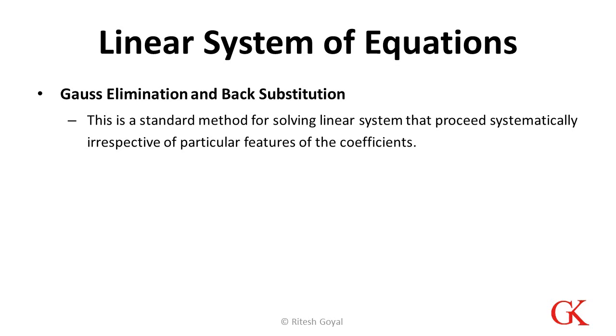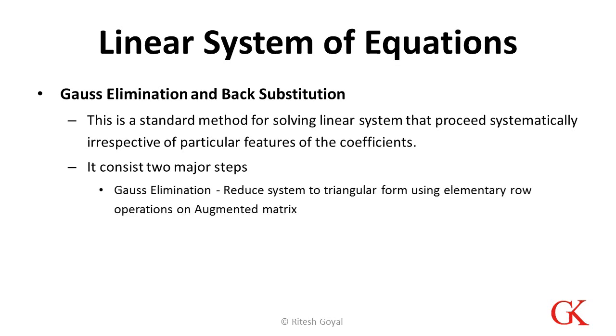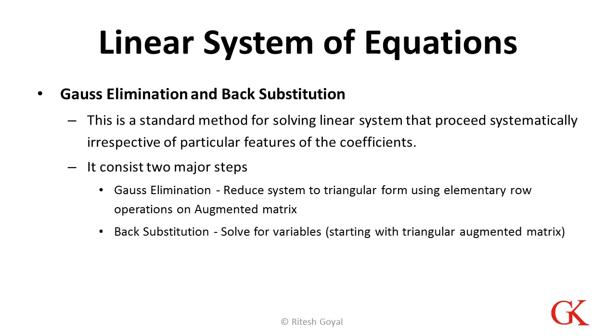find out the solution. The two major steps, as it says, are the Gauss elimination, where we reduce the system to triangular form using the elementary row operations, and we form an augmented matrix. So what are these elementary row operations? We will see in the next slide: what are these elementary row operations, why they are called elementary, and why we can apply them while preserving the information in the matrix. Once we get the Gauss-eliminated matrix, we do the back substitution, where we start solving the variables starting with the triangular augmented matrix.